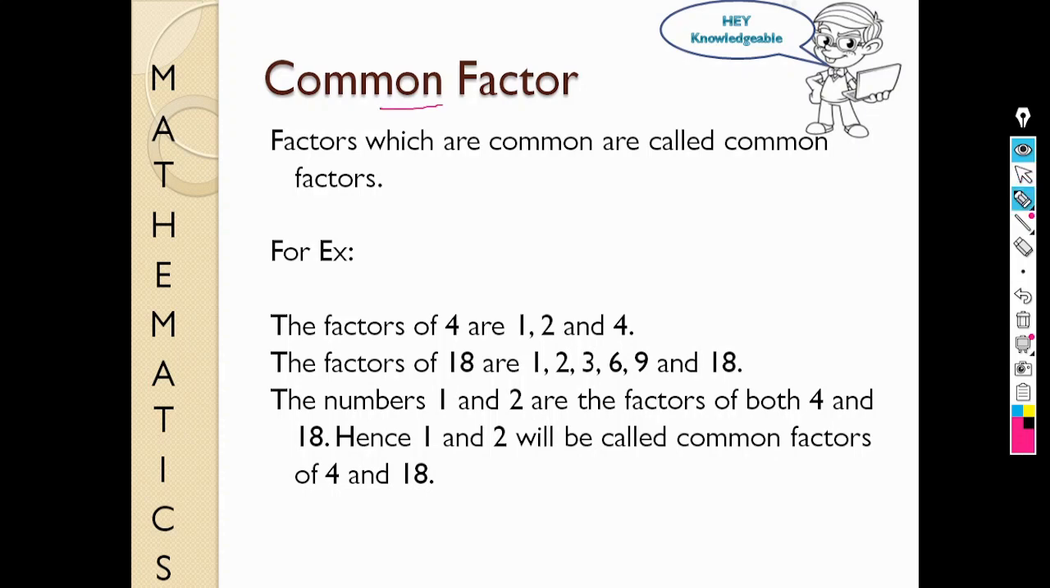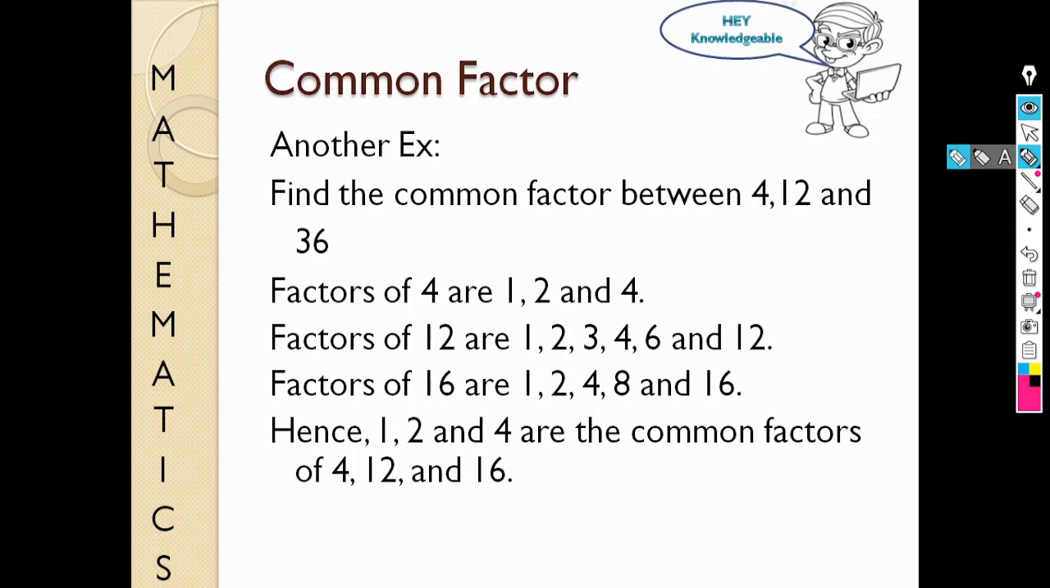Coming to common factors, what is a common factor? Factors which are common are called common factors. Let's see with an example. The factors of 4 are 1, 2, and 4. The factors of 18 are 1, 2, 3, 6, 9, and 18. The numbers 1 and 2 are the factors of both 4 and 18. Hence, 1 and 2 will be called common factors. We can see 1 is common, 2 is common, and no other factors are common. Hence, we can say 1 and 2 are the common factors of 4 and 18.